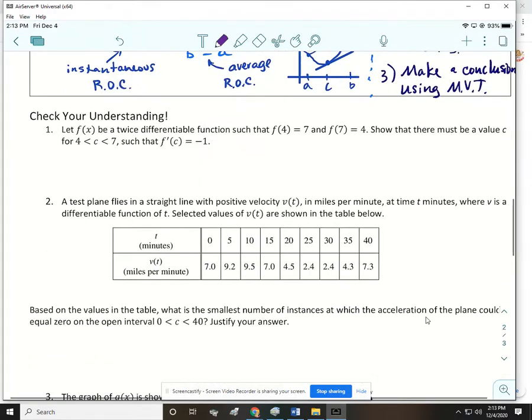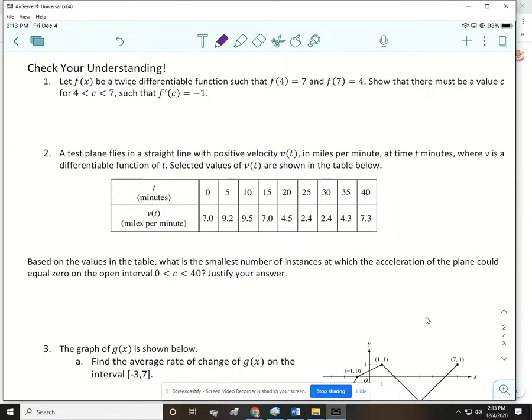Okay, so we're going to do several examples. So the first thing we're going to do is we're going to use this function f as a twice differentiable function. And we know that f contains the points (4, 7) and (7, 4). So f of 4 equals 7 and f of 7 equals 4. We're going to show that there must be a value c on the interval from 4 to 7 such that f prime of c equals -1. So let's start with the conditions. If a function is twice differentiable, that means it's differentiable and it's also continuous. So we'll just make a little note of that.